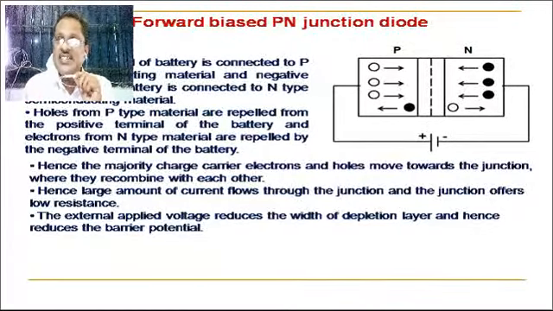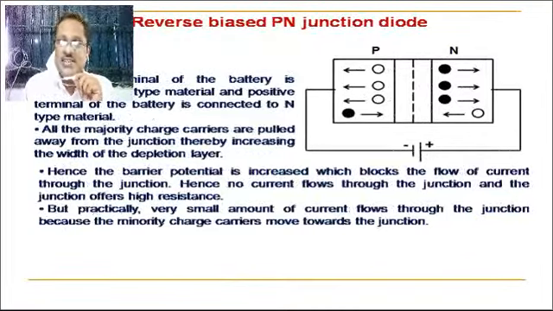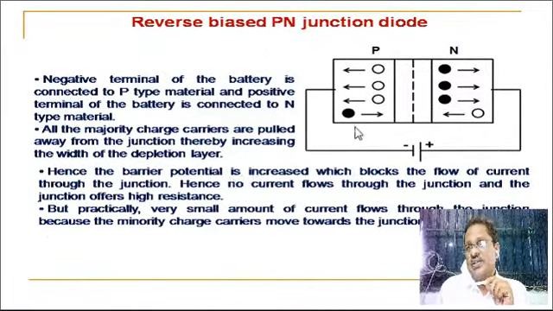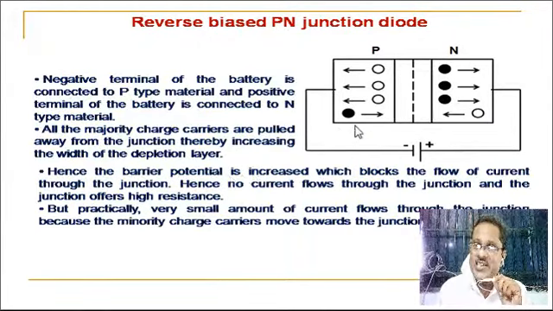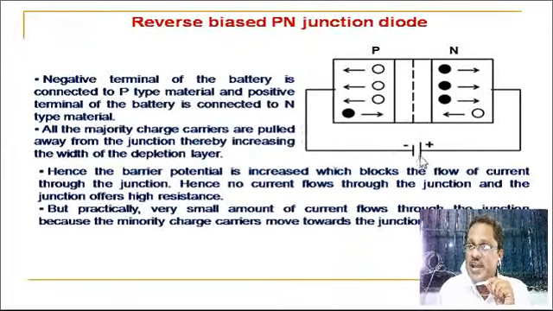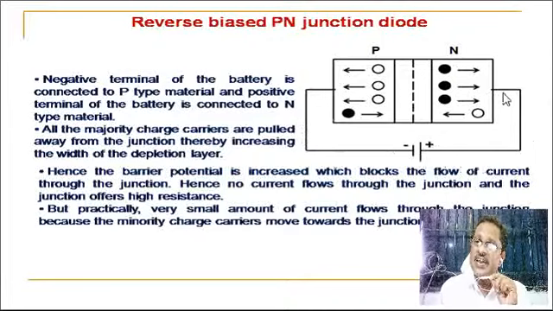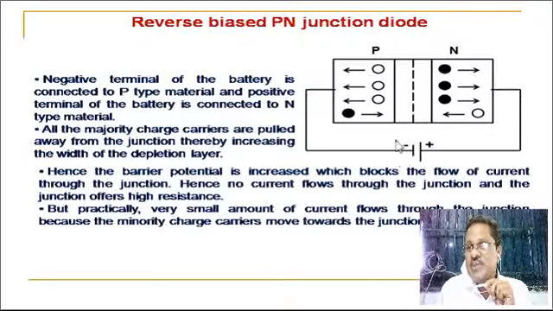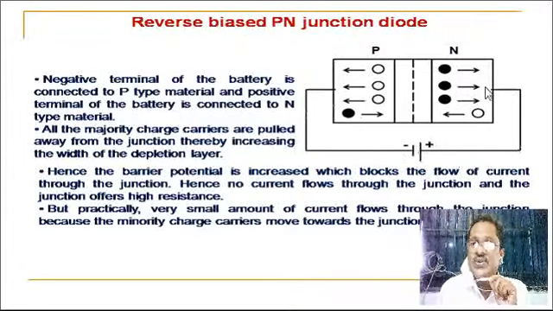Now the second type, the reverse biased PN junction. A PN junction can be reverse biased when the negative terminal of the battery is connected to the P-type and the positive terminal of the battery is connected to the N-type material. Here we are only swapping the terminals of the battery, and then the junction is reverse biased. That means the negative terminal of the battery is connected to the P-type semiconductor and the positive terminal is connected to the N-type semiconductor.